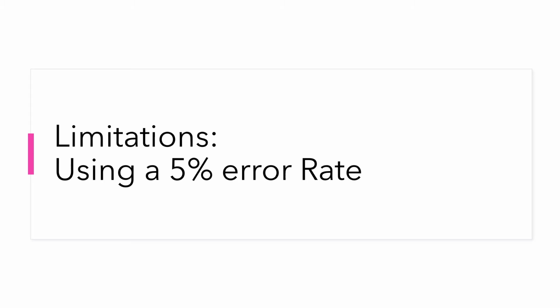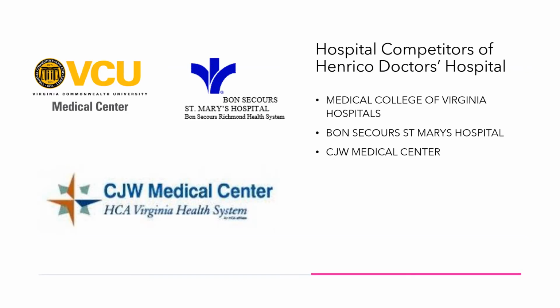Another limitation is that I used a 5% error rate, meaning that the control limits we used have a 95% confidence interval, meaning that in 100 observations, we expect that 5% of the data will randomly fall outside the control limits. When choosing Henrico Doctors Hospital, I had to look at the different competitors around Richmond, Virginia. The competitors include the Medical College of Virginia Hospitals, the Bon Secours St. Mary's Hospital, and the CJW Medical Center.